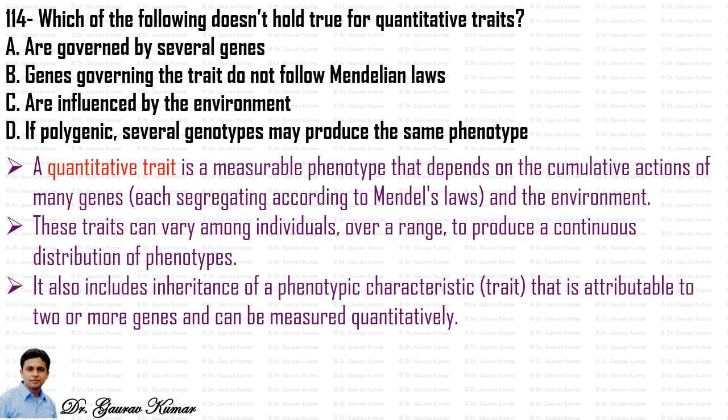quantitatively. So option B, that is genes governing the trait do not follow Mendelian law, is wrong, because in the first statement itself I told that these quantitative trait genes segregate according to Mendel's law. So B is actually a wrong statement, which is the answer to this question.